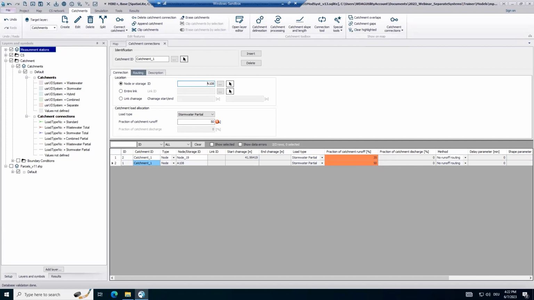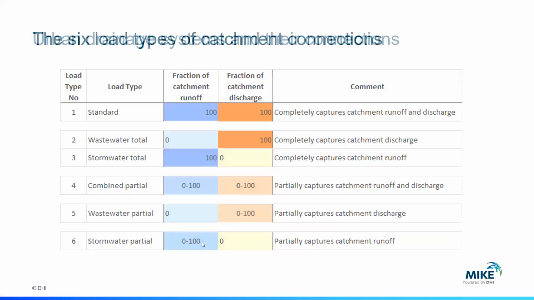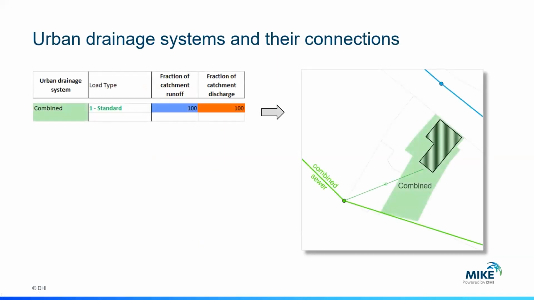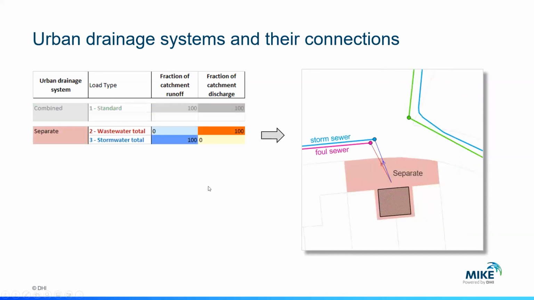So those were the 6 load types I wanted to talk about. I think I go back to the slides. And now let's see how we apply them in the urban drainage system. And I'm coming back to these 5 types. This is a combined catchment with people living here in the house plus runoff, and we use the standard connection, which takes all the rainfall and runoff.